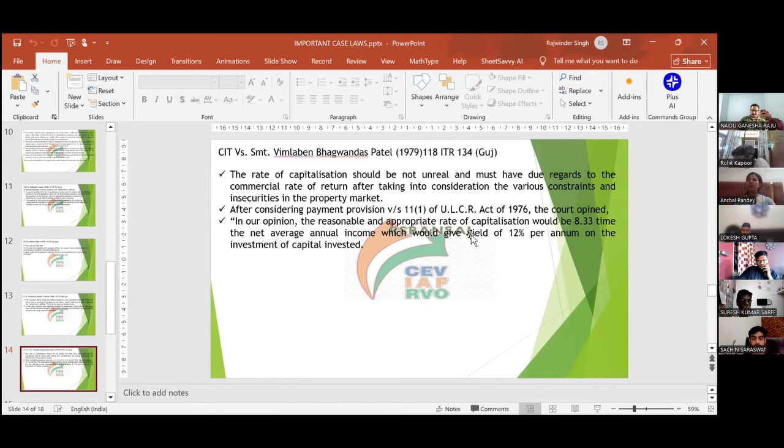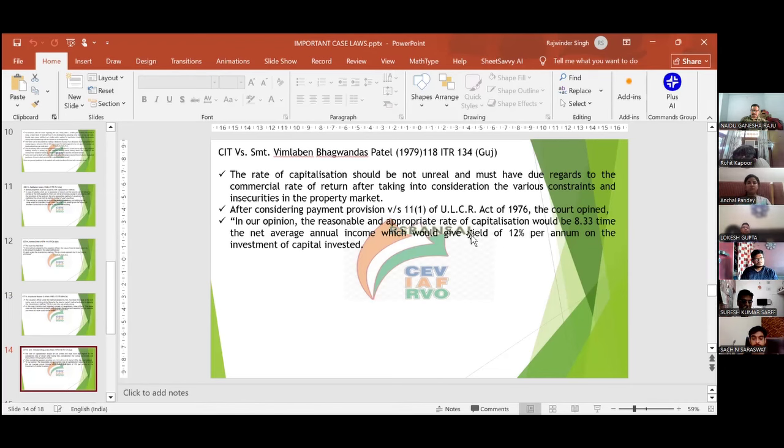So it gives the details of how you can assume the rate of capitalization. The rate of capitalization should not be unreal and must have due regard to the commercial rate of returns, after taking into consideration the various constraints and insecurities in the property market. After considering payment provisions, the court opined: in our opinion, the reasonable and appropriate rate of capitalization would be 8.33 times the net average annual income, which would give a yield of 12% per annum on the capital investment.